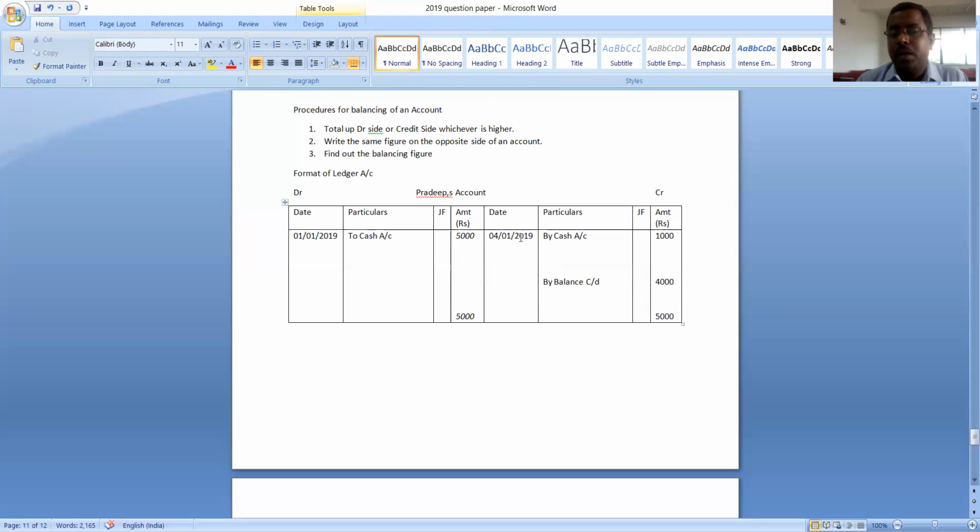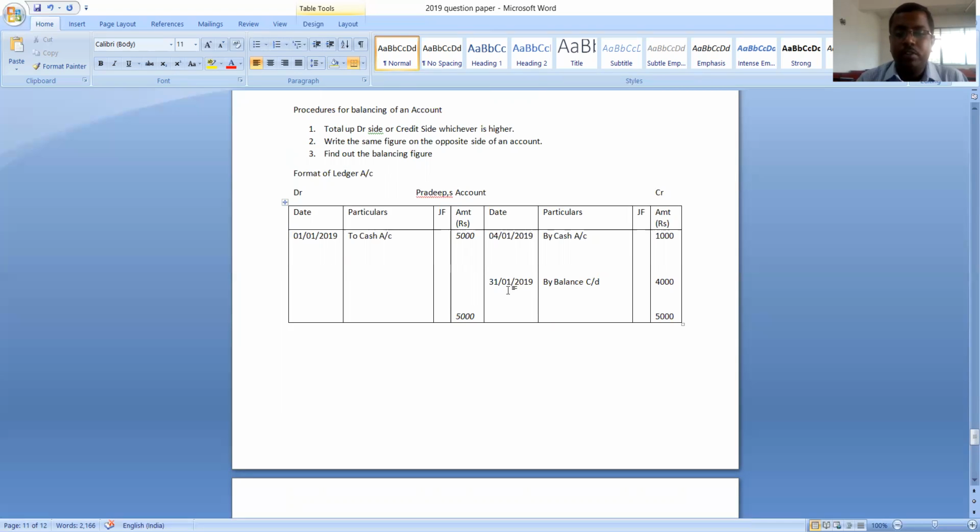This particular balancing figure is treated as a closing balance, and it usually pertains to the last date of the month, that is 31st January 2019. Yes, this is the closing balance and it should be written on the closing date of the month. What is the closing date of January? It is 31st January 2019.